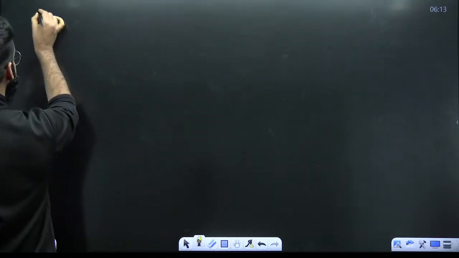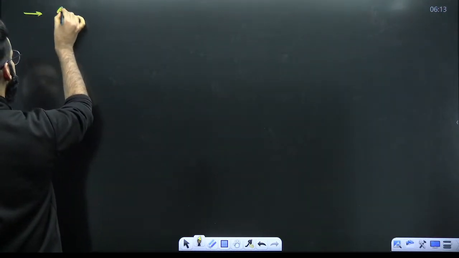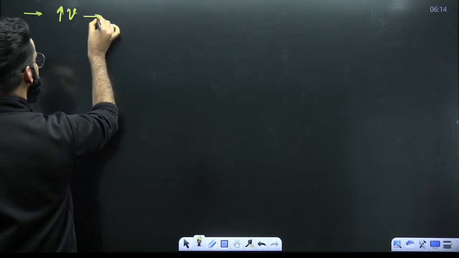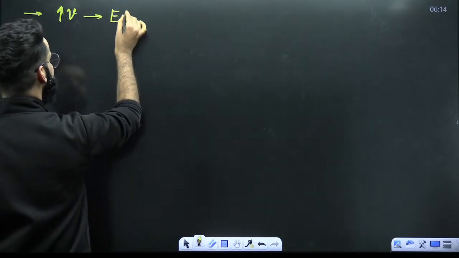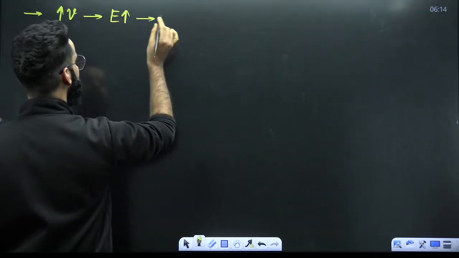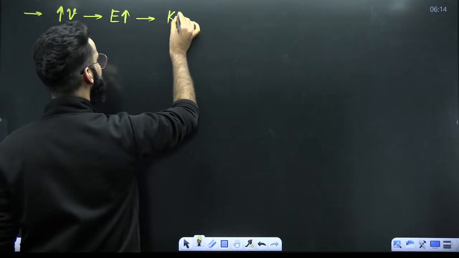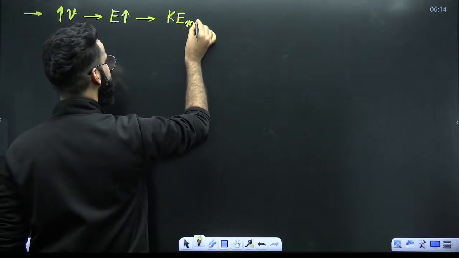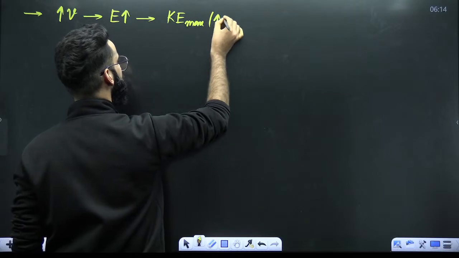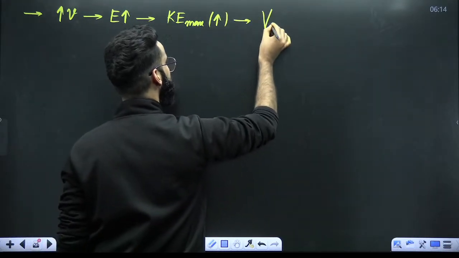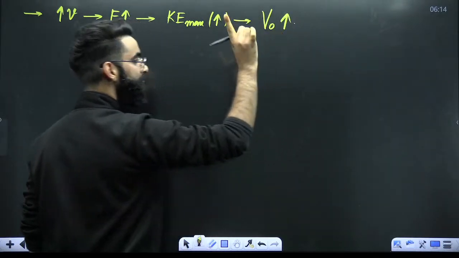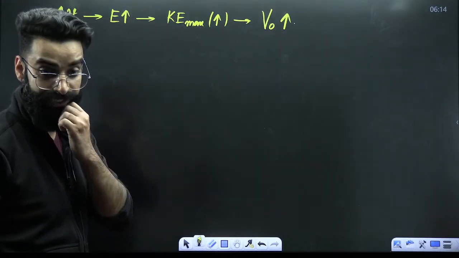Let me quickly summarize a few points. So my dear students, the first point: if you increase the frequency of the incident light, that means you are increasing the energy of the incident light. What will happen due to that? Due to that, kinetic energy of the photoelectron will increase. Due to that, stopping potential will also increase. Point number one.